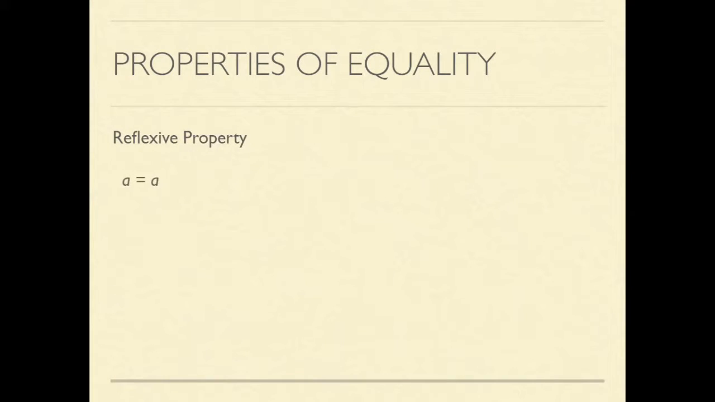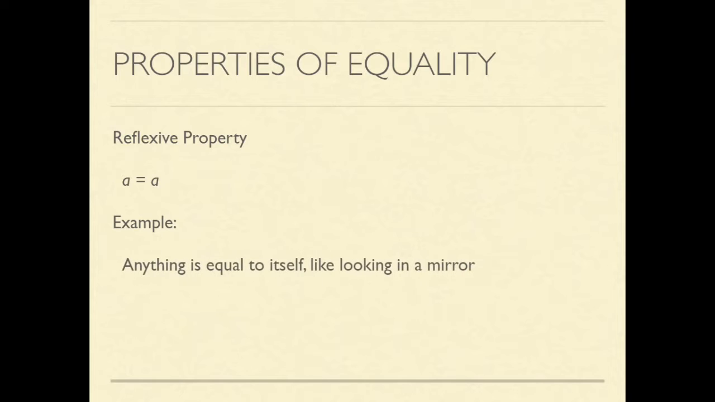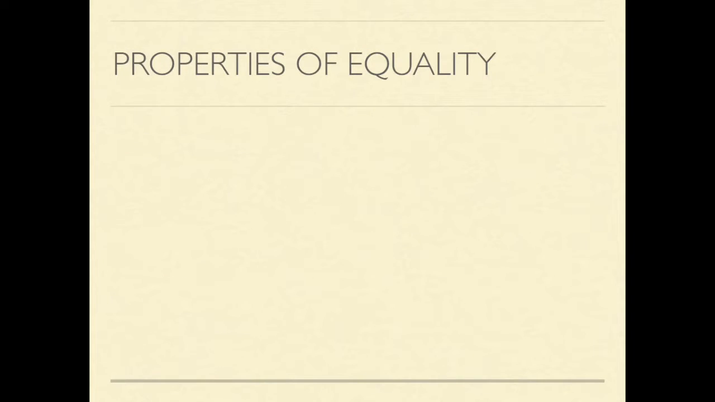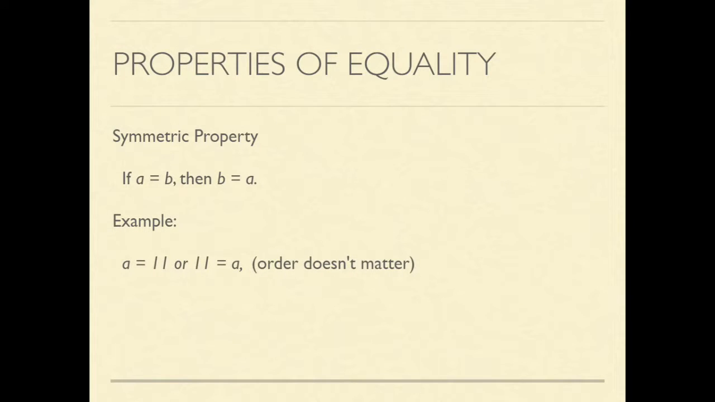I also have the reflexive property, which states that A is equal to A. The example for this is that anything is equal to itself. It's like looking in a mirror. We also have the symmetric property that states if A is equal to B, then B is equal to A. This is telling us that order doesn't matter. If A is equal to 11 or 11 is equal to A, it's the same answer.